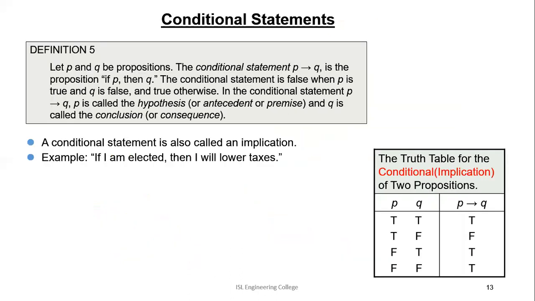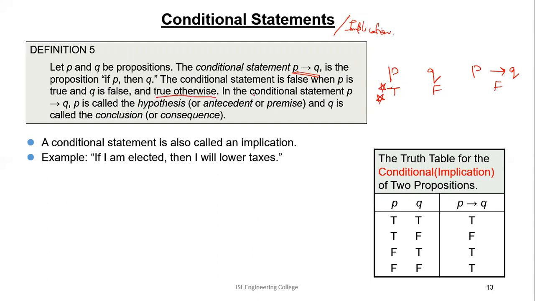Next, conditional statements. The conditional statements are also known as implication. If P and Q are propositions, the conditional statement is denoted by an arrow from P pointing towards Q, and it is read as if P then Q. The conditional statement is false when P is true and Q is false. So whenever P is true and Q is false, then P implication Q is false. This is the rule to be remembered. And it is true in all the other cases. So it is true otherwise.